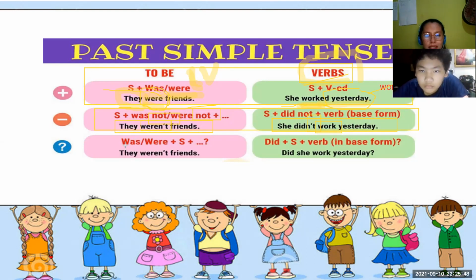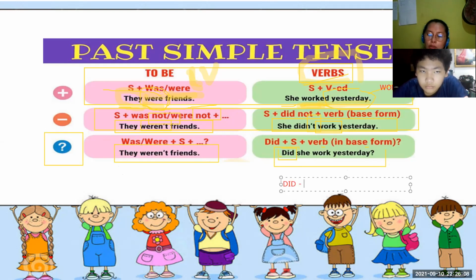Okay, and the last one is question, asking a question. So they were just the same. They weren't friends. Or it could be, did she work yesterday? Okay, we use did. Did means in the past tense. So when you say did, it means the past tense of the verb.